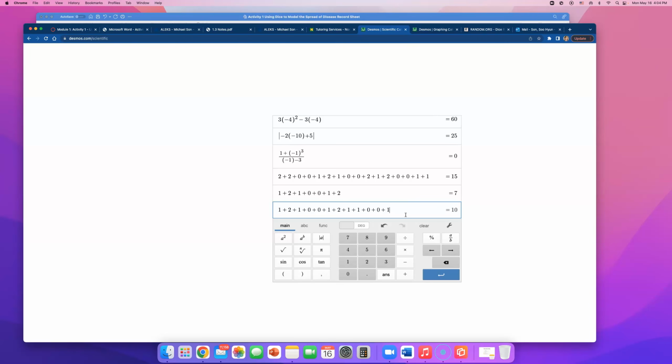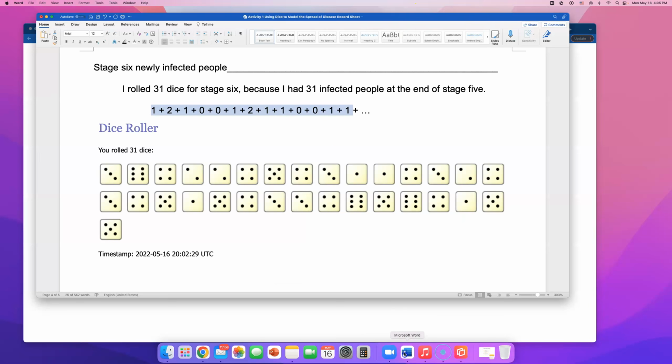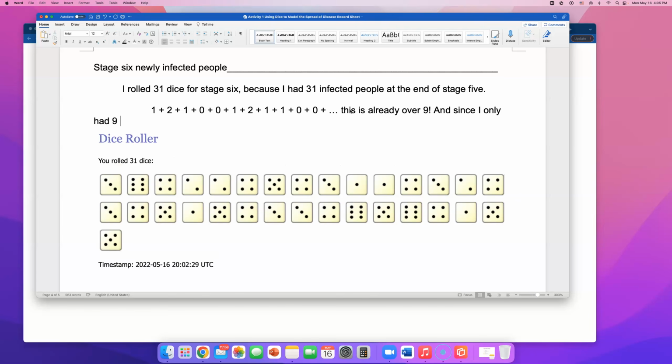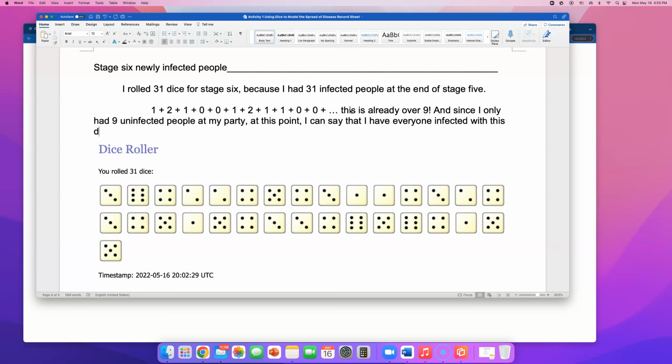Let me erase some numbers. Okay, so if I go up to 0, 0, I'll say this is already over 9. And since I only had 9 uninfected people at my party, at this point I can say that I have everyone infected with this disease, not even at stage 6. Okay, so my party's over. Guys, I just infected everybody.